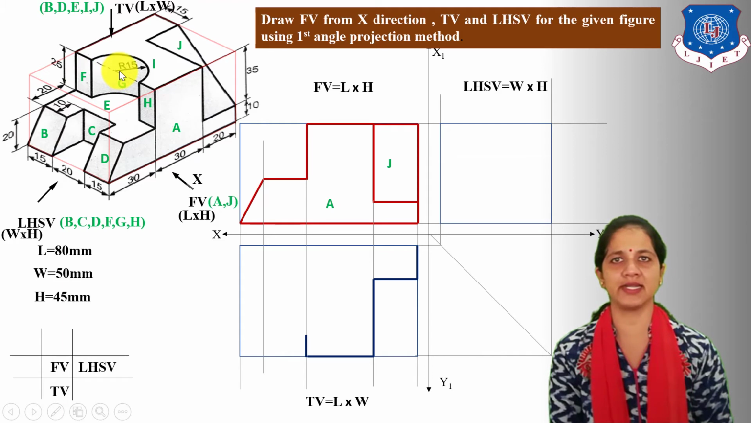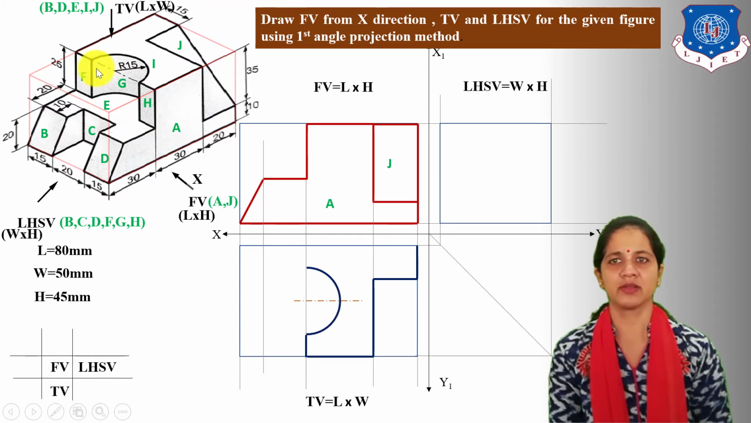Next, locate the center point of this semicircle. The radius is given as 15 mm, so take a 7.5 mm distance and locate it parallel to the length center line. From this center point, draw the semicircle.